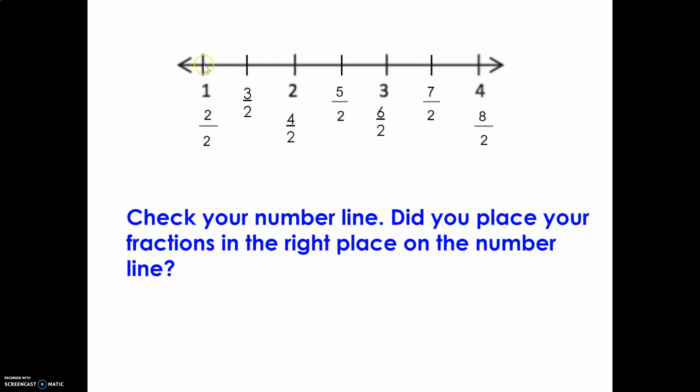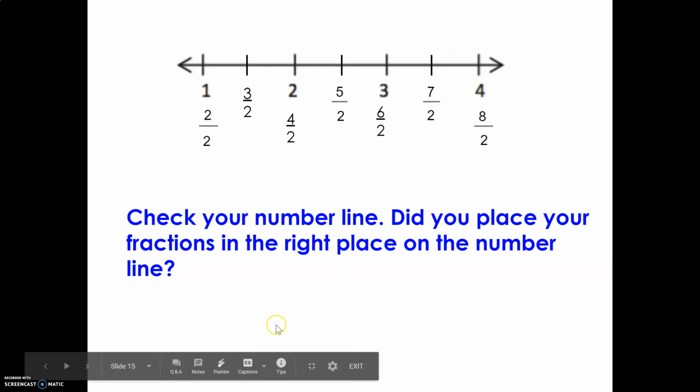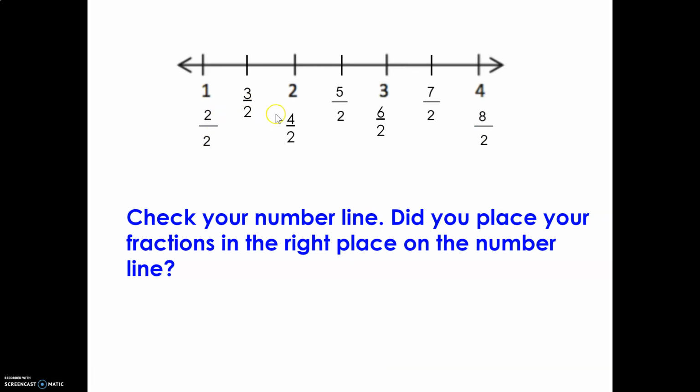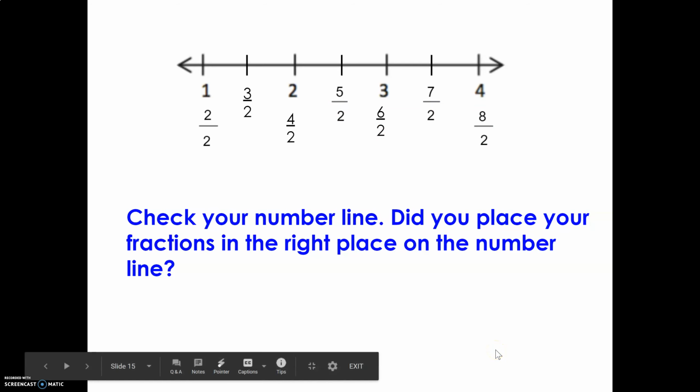And again, always check. So we have 1, 2. There are 2 equal parts between the 1 and the 2. So you know that you divided this into halves. Between the 2 and 3, there should be 2 equal parts, and there are. Between the 3 and the 4, there should be 2 equal parts. You're going to check each section to make sure you have your halves correct. And then you have your 2 halves, 3 halves, 4 halves, 5 halves, 6 halves, 7 halves, and 8 halves, all placed on the number line.